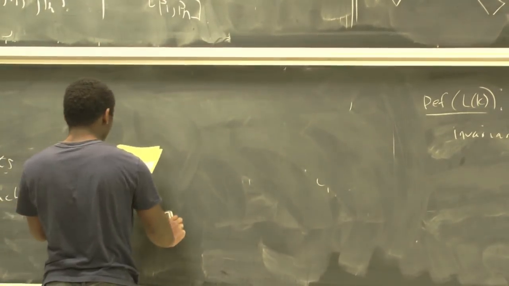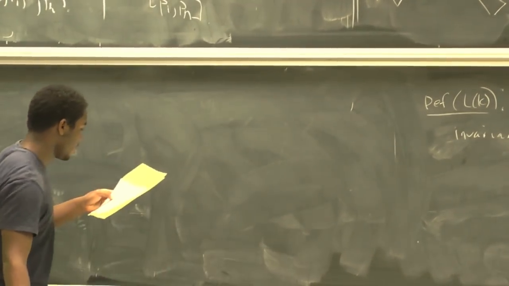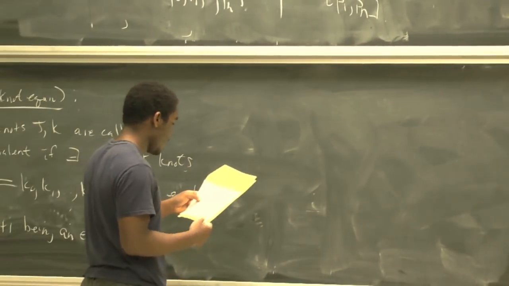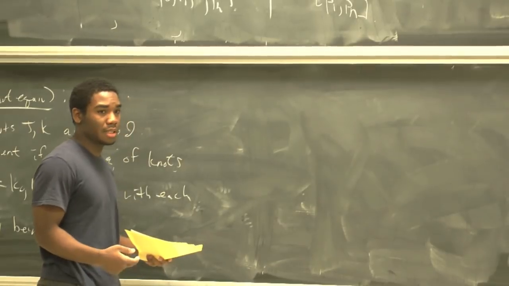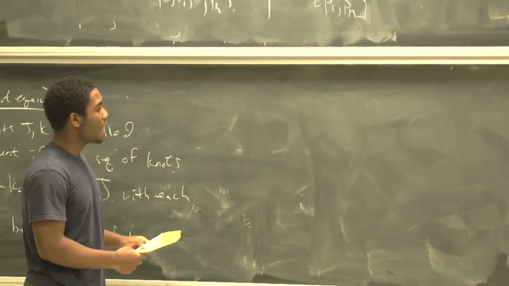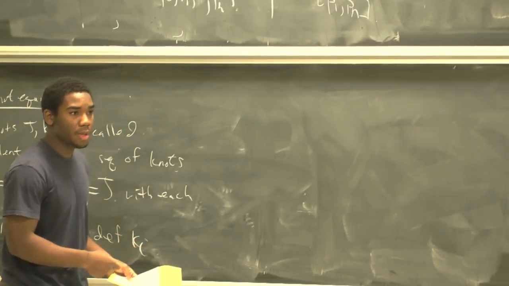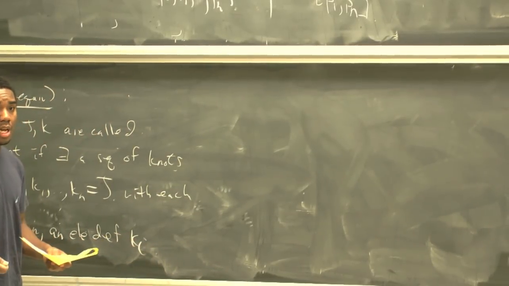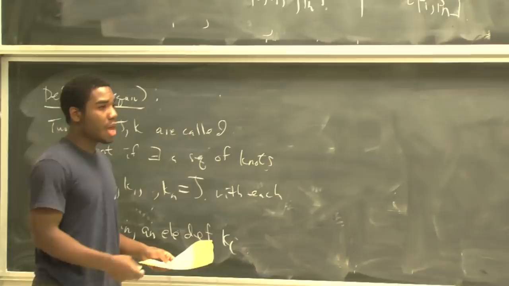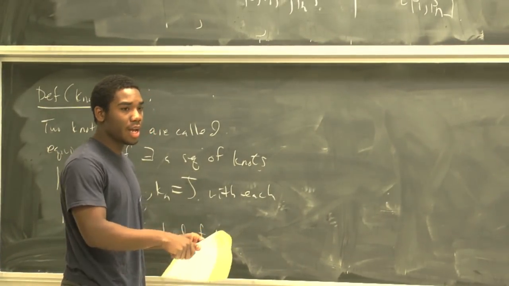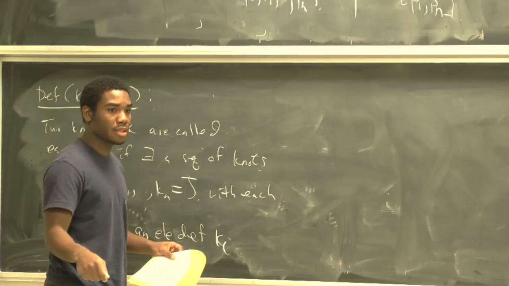So now I guess with this, we can more precisely define the objective of knot theory. It'll just be the study of equivalence classes of knots. So proving that something is a non-trivial knot would be the same thing as proving that it's not in the equivalence class of the unknot. And proving that two knots are different will just be the same thing as proving that they lie in two different equivalence classes.